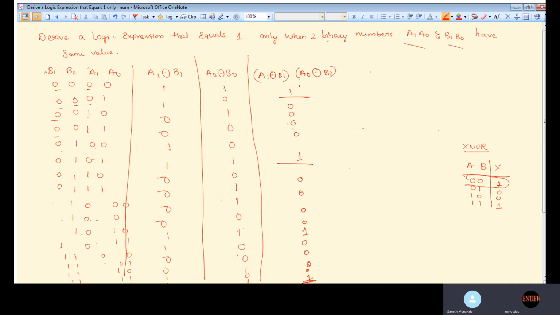Now how to design the XNOR gate circuit, how to construct the logic diagram, I will tell you. But tell me whether you understood this. Did you understand the answer to this question? What is the question actually? When two inputs have the same values, the output should be equal to 1. That is the question. What did we do?